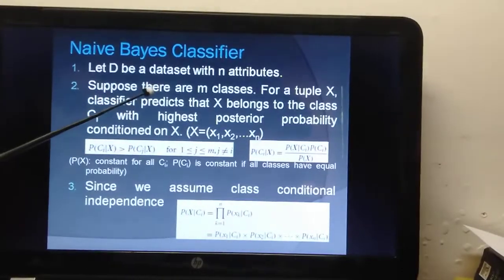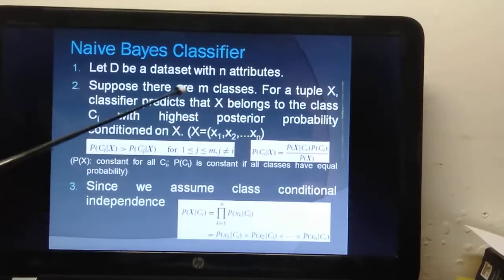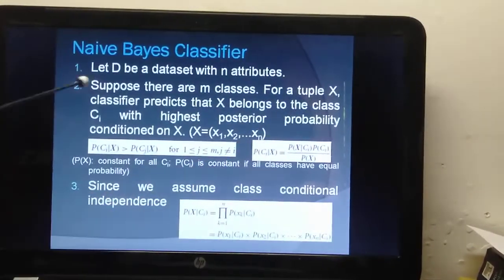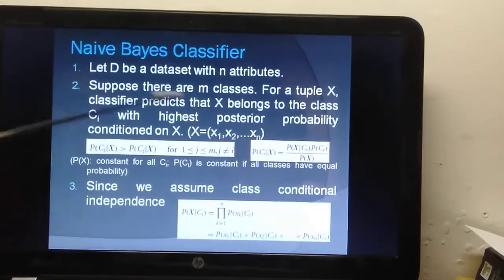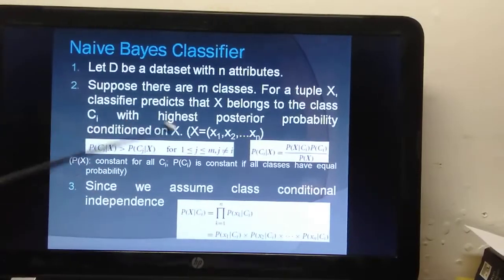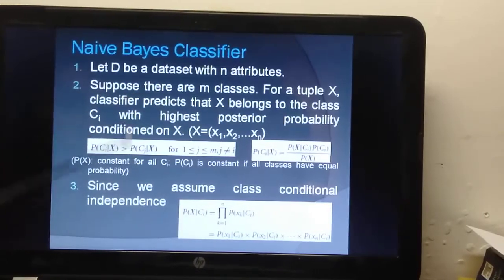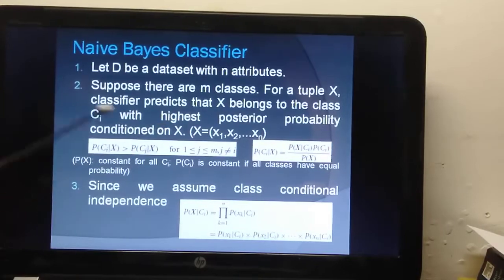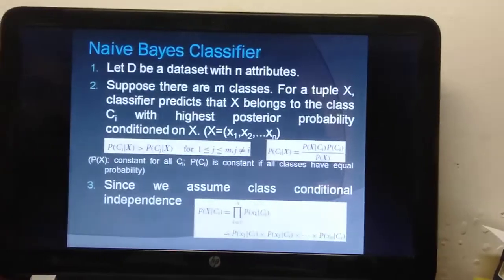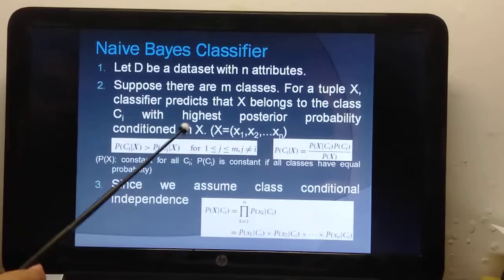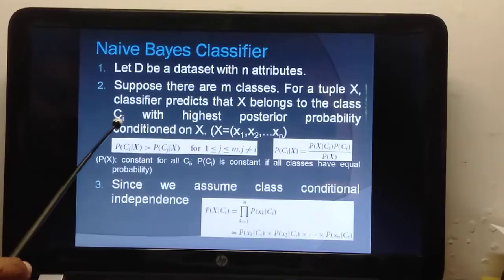Okay, suppose there are m classes. So there are m distinct classes in D. For a tuple X, the classifier predicts that X belongs to the class Ci with the highest posterior probability conditioned on X. That means the classifier finds the probability of X given that the class is Ci for all the classes. In our particular example, we have only two classes, yes and no: the customer buys the computer, yes, or the customer does not buy the computer, no. So we will have C1 and C2.